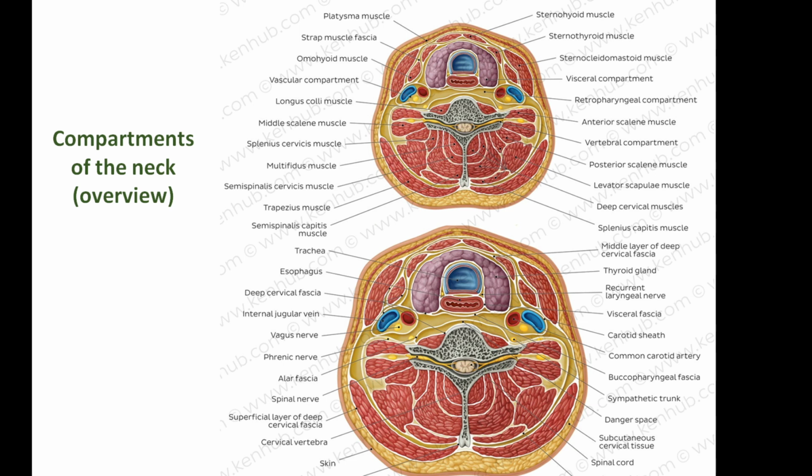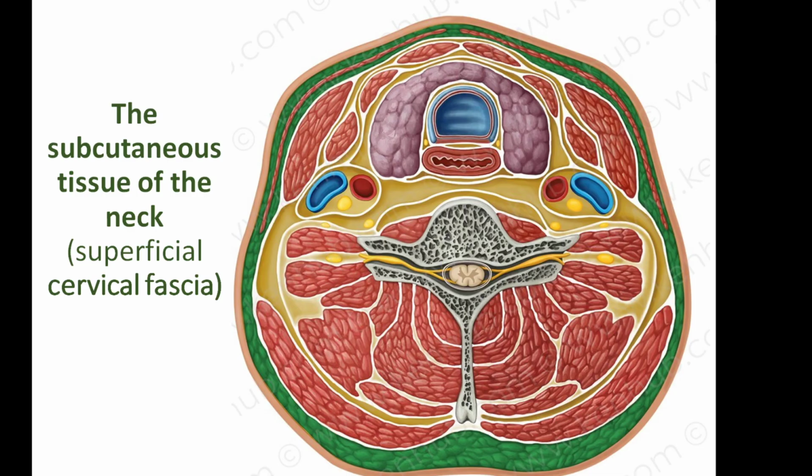On this picture, you can see the compartments of the neck. Now let's look through layer by layer. The first one that is colored in green on this picture is the subcutaneous tissue of the neck, or superficial cervical fascia. Look attentively. Here it is.